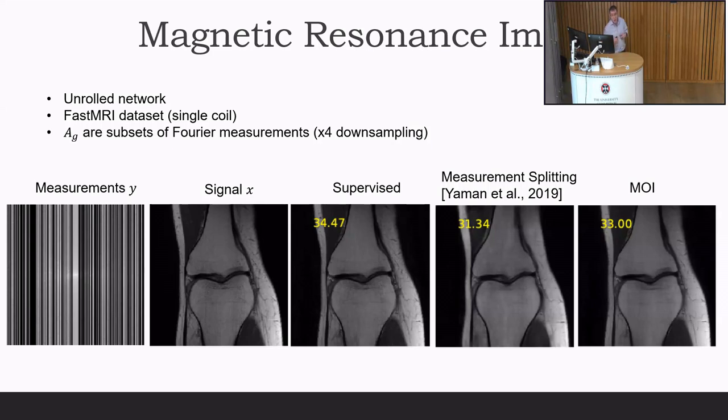When we do supervised training on all this data using an unrolled network, we get about 34.5 dB reconstruction, so higher dB is better. When we use SSDU, so measurement splitting, we get about 31.34, so it's good. It's much better than doing just back projection. But when we use the multi-operator imaging, the one that tries to use all the measurements together, we get 33 dB, so just 1.5 dB short of the Oracle supervised learning.